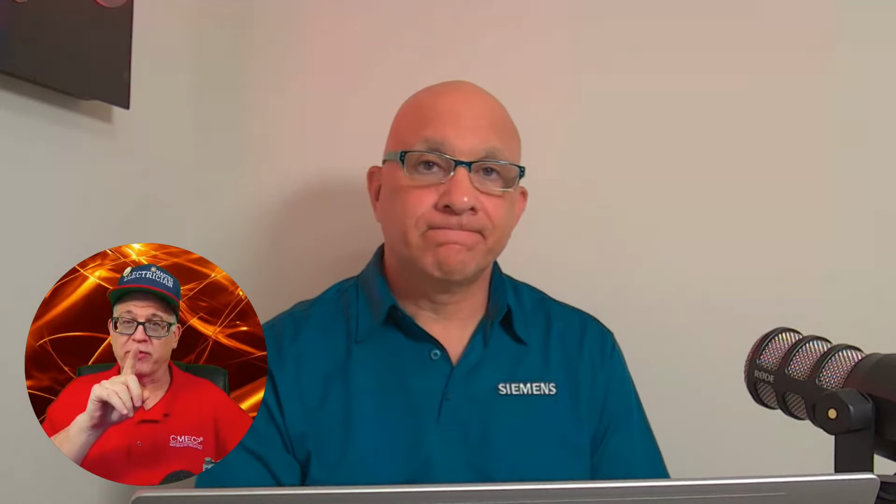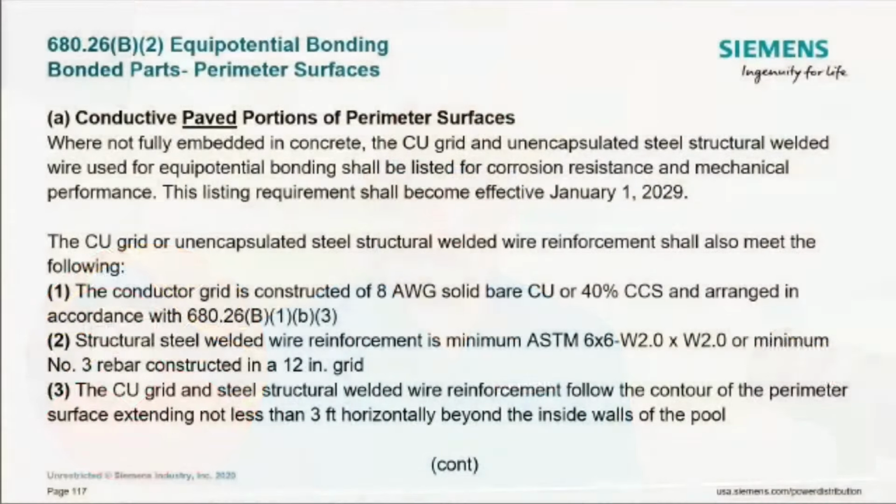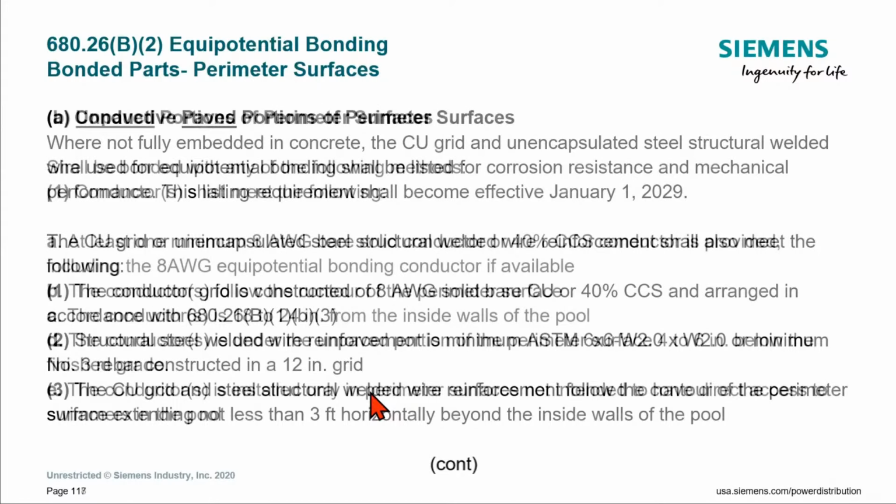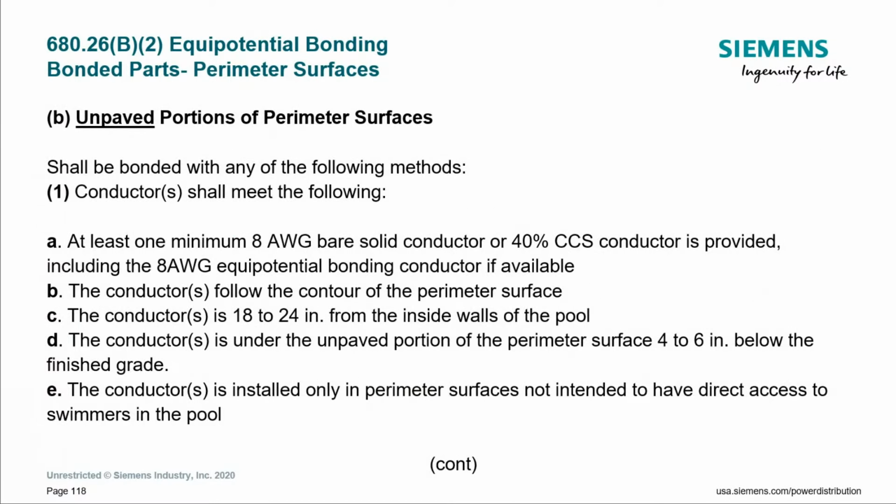And a subtle takeaway again, keep reminding you: you do not see the option for an 8 gauge single conductor running around the perimeter of the pool with this conductive paved portion. Correct. Still don't see it. All right. And again, it's measured 3 foot out from the inside of it. Okay. Now, what about, now we have unpaved portions of the perimeter? Okay.